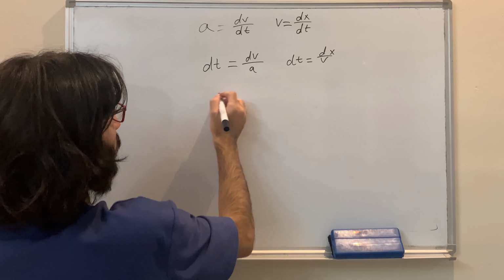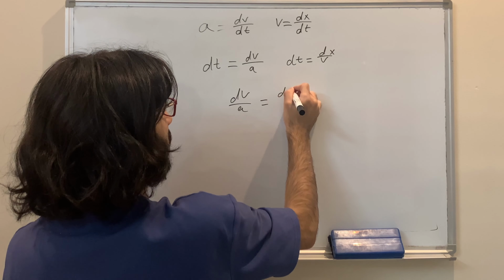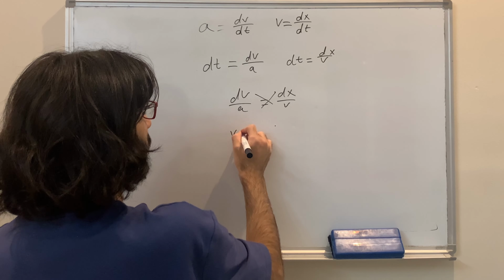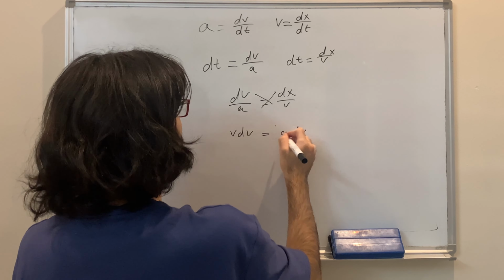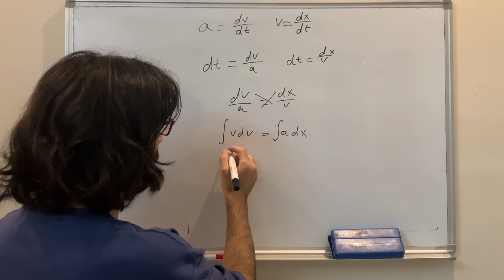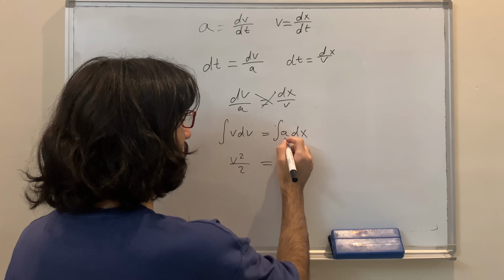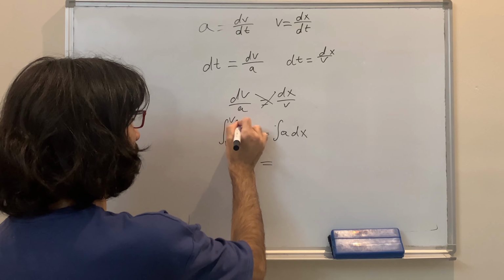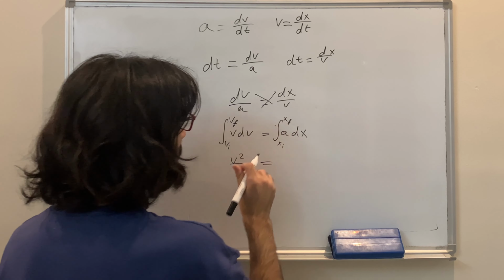Now we set them equal to each other. We have dv over a equal to dx over v. We cross multiply, and that gives us v dv equals a dx. We integrate both of them. Now you evaluate these two, and this comes out to v squared over 2 equals, well, obviously we're going to add the boundaries, and these should be simple since we already did that.